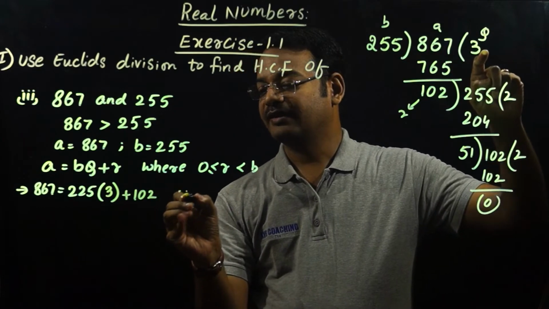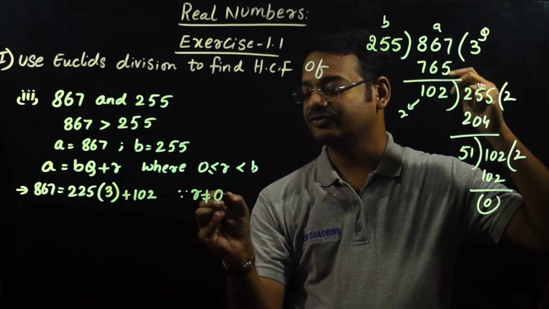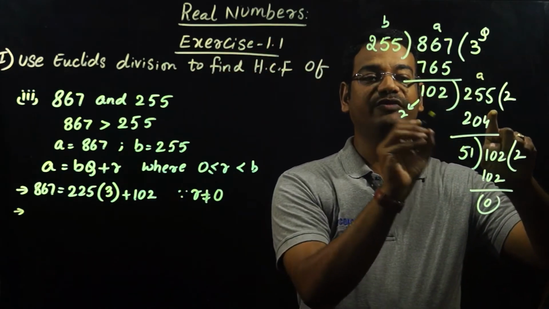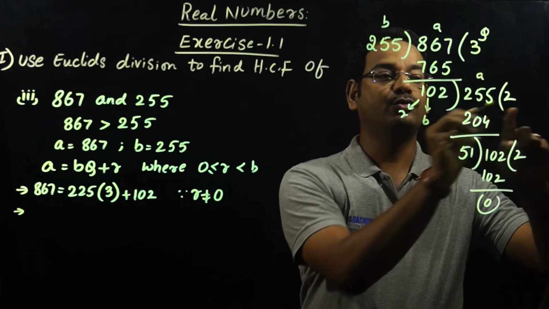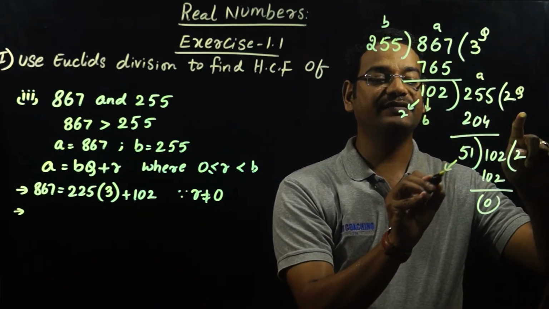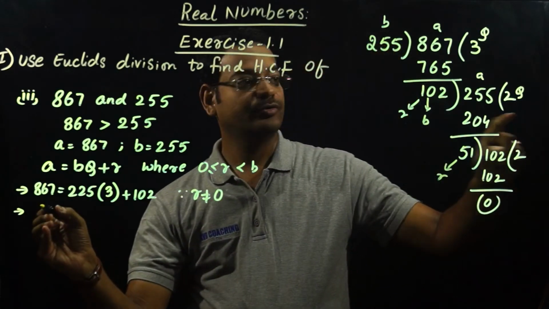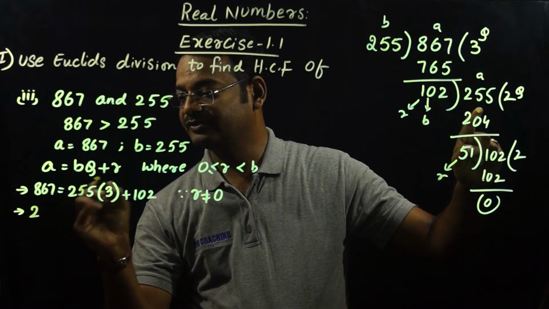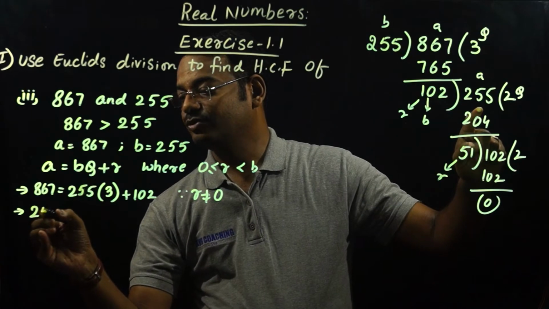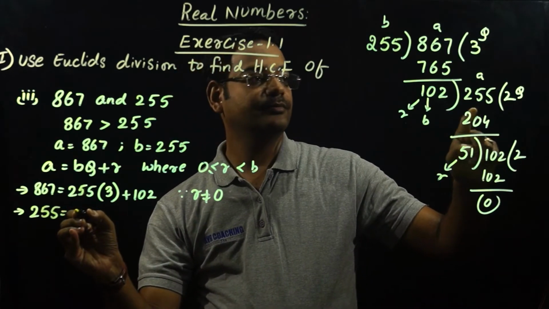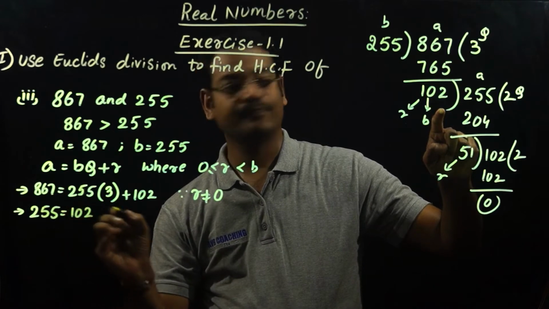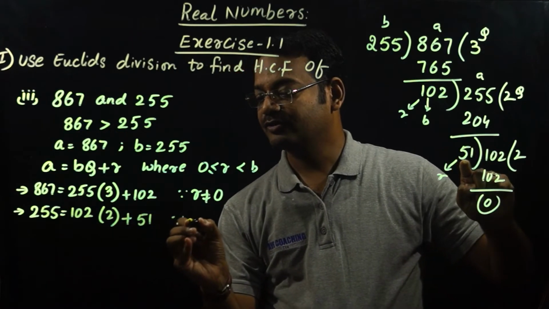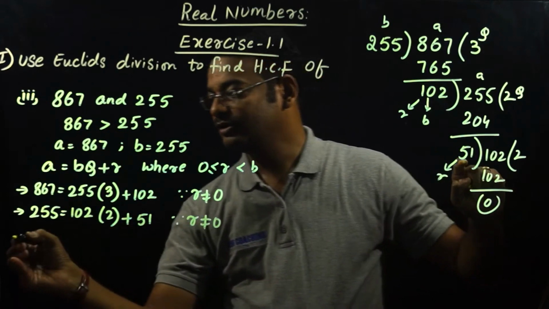Now as R is not equal to 0, we'll go to the second step, and here A becomes 255, B is 102, quotient is 2, and remainder is 51. Here also R is not equal to 0. We'll proceed to the third step.